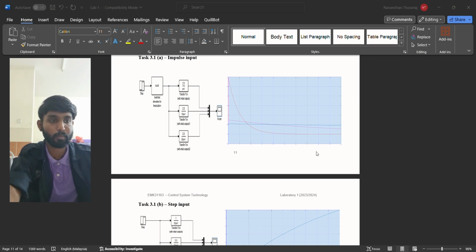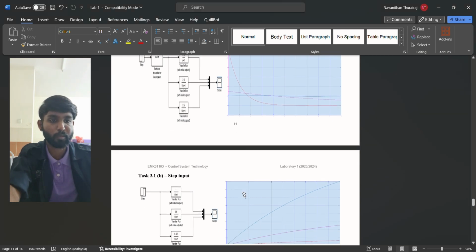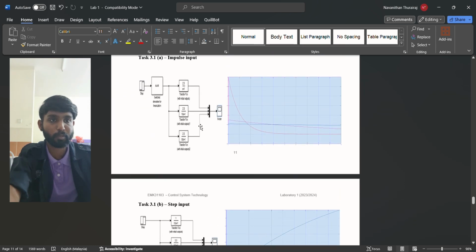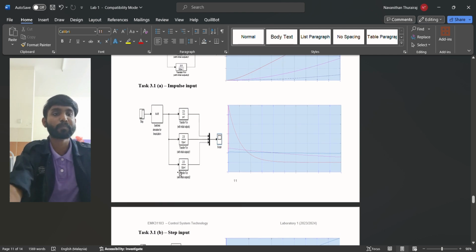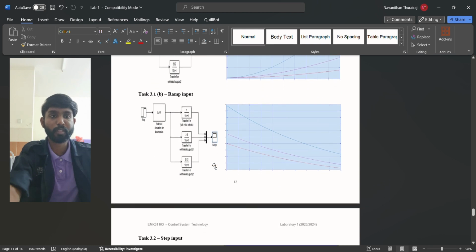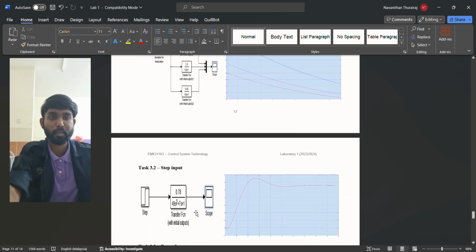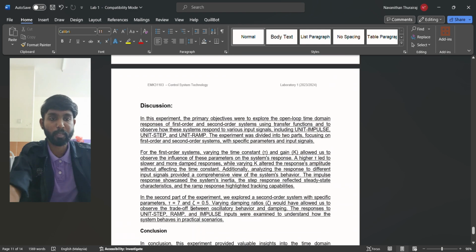So this is the graph for ramp input, and you see this is the impulse input. As you can see, I have demonstrated step input, ramp input, and impulse input. As for discussion, in this experiment, the primary objectives were to explore the open loop time domain responses of first order and second order systems using transfer functions, and to observe how the system responds to various input signals, including unit impulse, unit step, and unit ramp.